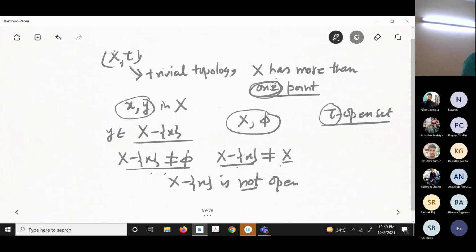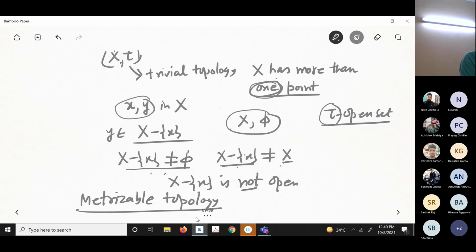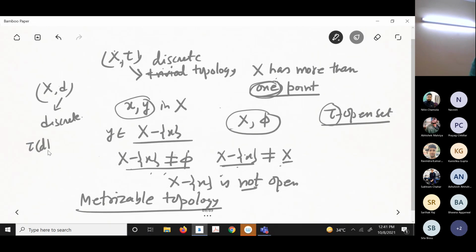Okay. In fact, there is a term, metrizable topology. What does it mean? Metrizable topology means if your topology tau comes from a metric, then it is called a metrizable topology. On the other hand, if I take discrete, this is a metrizable topology because if you choose discrete metric d on this, I am using the same notation, but you should know tau, no notation. This means the topology generated by d will be same as this tau. Okay, tau is used for topology. So this is a metrizable topology.